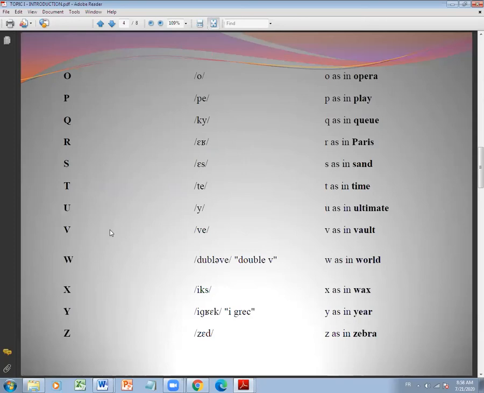So in French, letter Y, if it follows another letter, another consonant, the sound is I. So I and Y are the same, and that's why you see that it's written Y. But if it is the first letter in a word, then the sound is ya, ye, yi, yo, you.